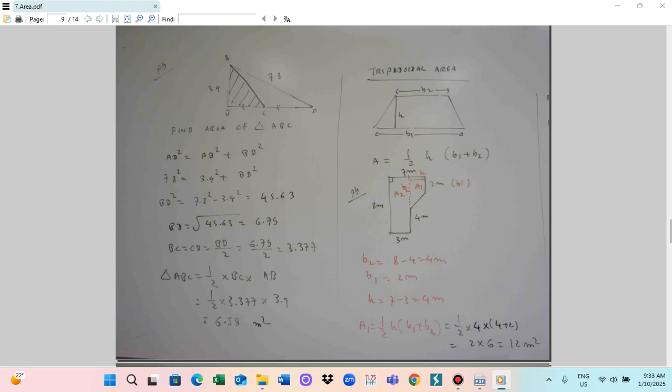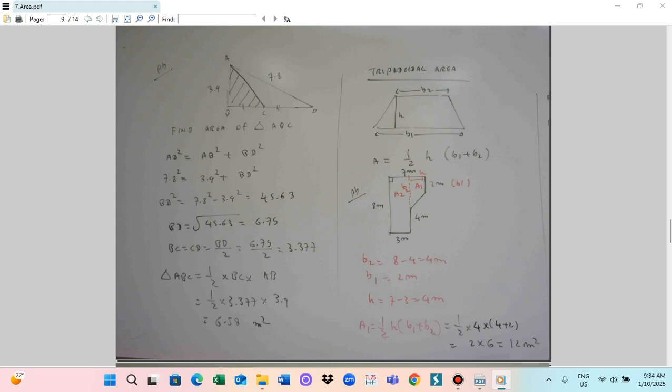So we can calculate area A1. This is 4 meter, this is 4 meter. B1 and B2 you can calculate. This one is B1 and this is B2. B2 is equal to 8 minus 4, so this is 4 meter. And B1 is 2 meter.